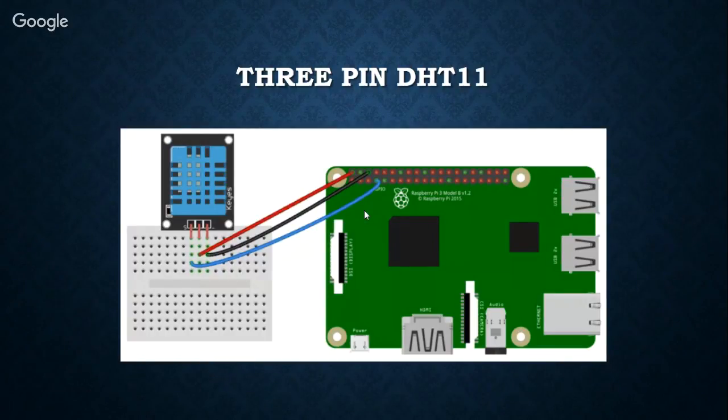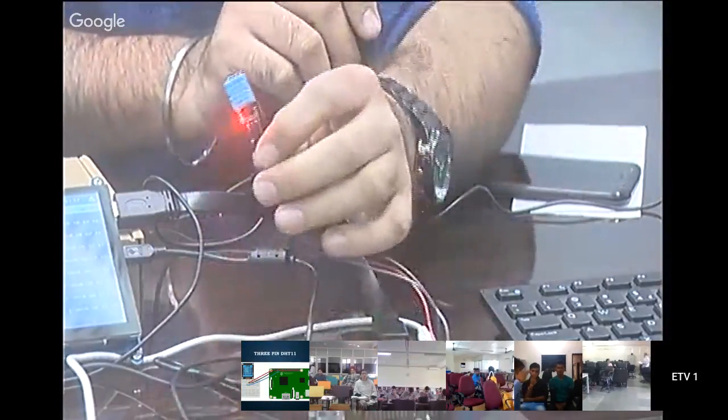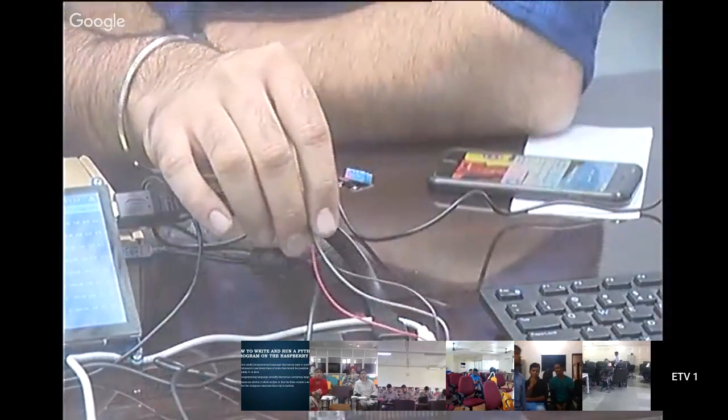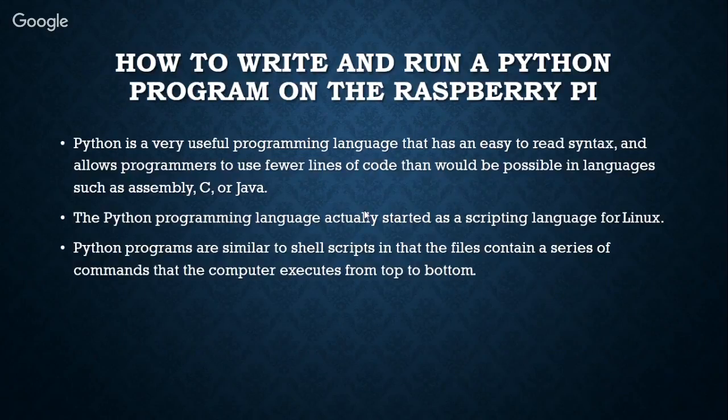So just find out pin number 2, pin number 6, and pin number 7 are connected. These 3 pins have been used for the VCC, ground, and the data. So how do we write and run a Python program on this?